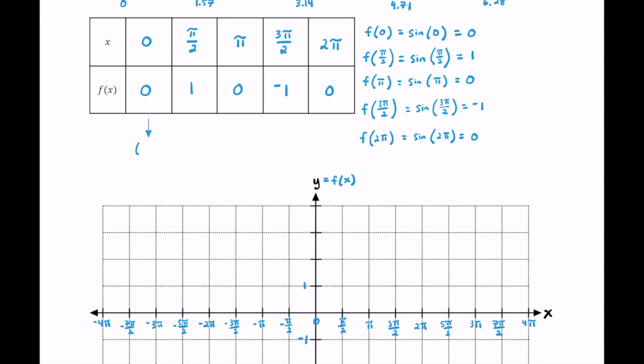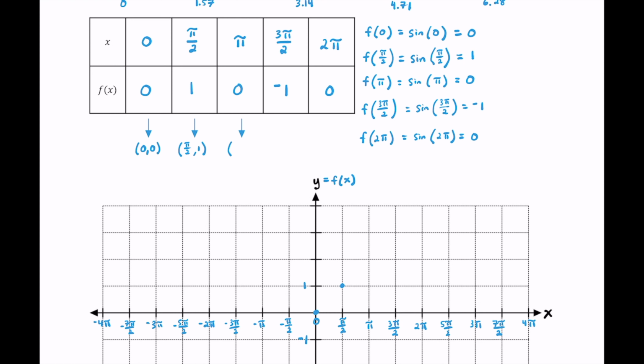So these first coordinates of the parent function are going to be (0, 0), so I'm going to go ahead and plot that down right at the origin. The second point we're going to have here is going to be (pi over 2, 1). So let's go ahead and plot that down. It's going to be pi over 2, or 90 degrees to the right, and then up 1.